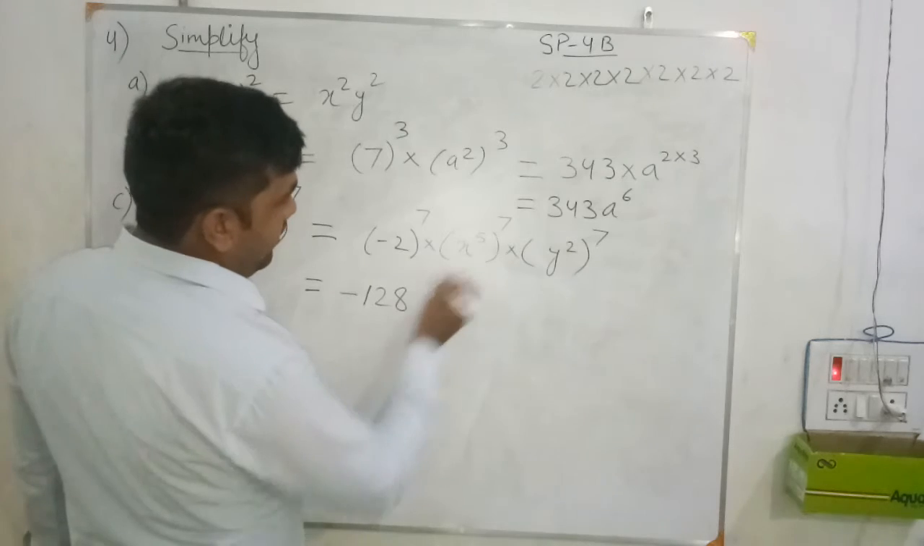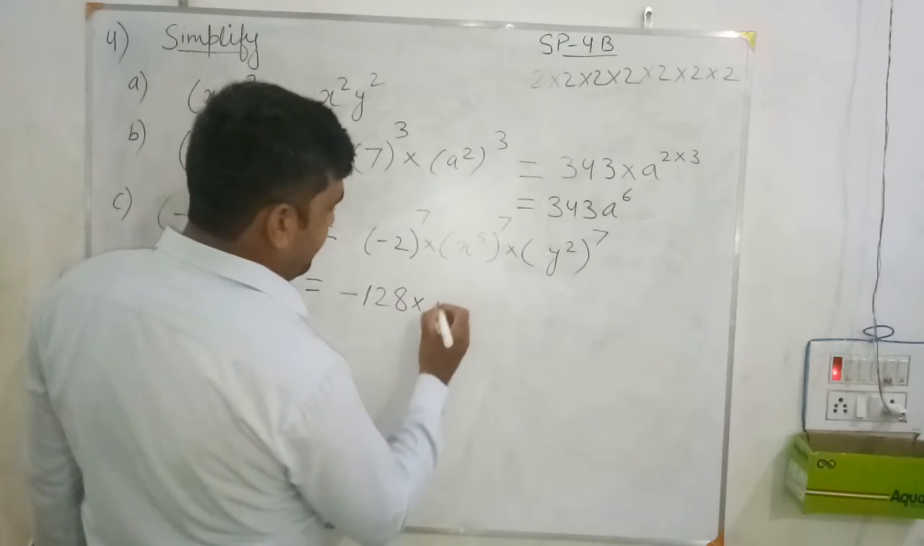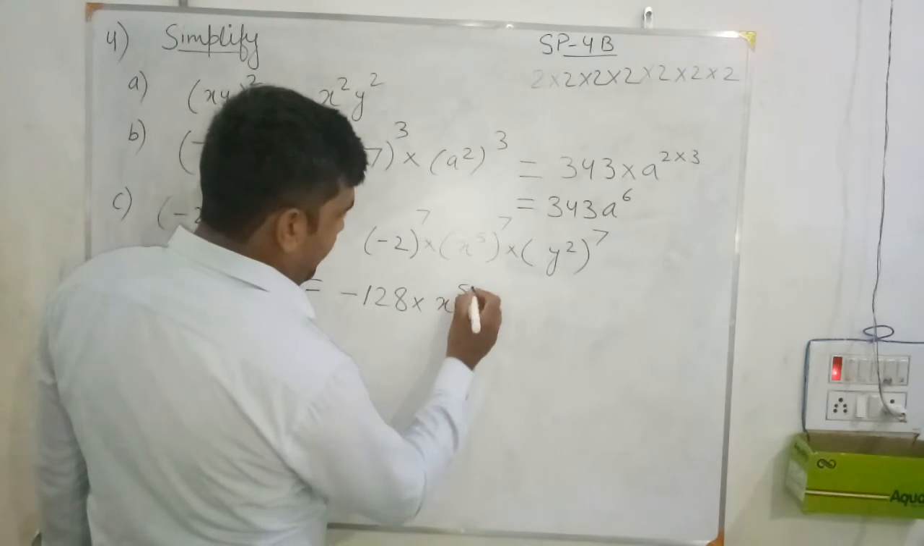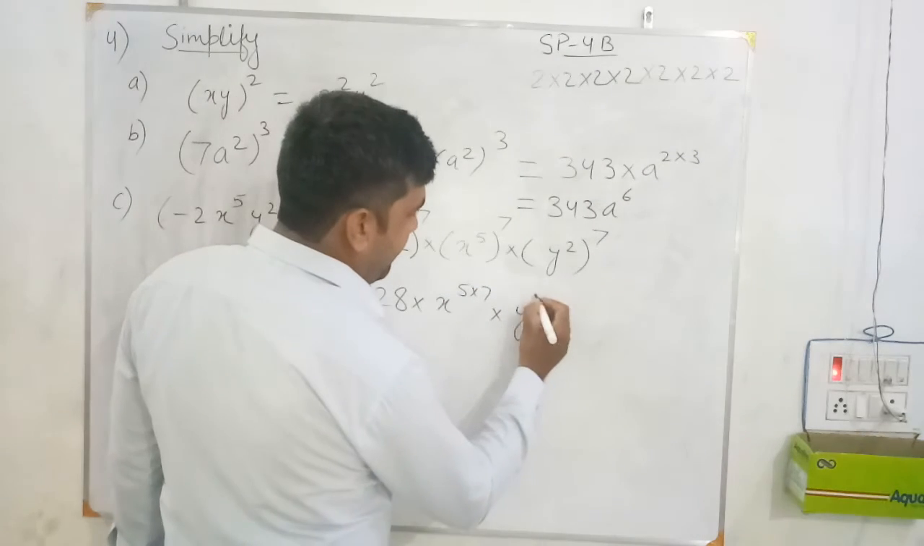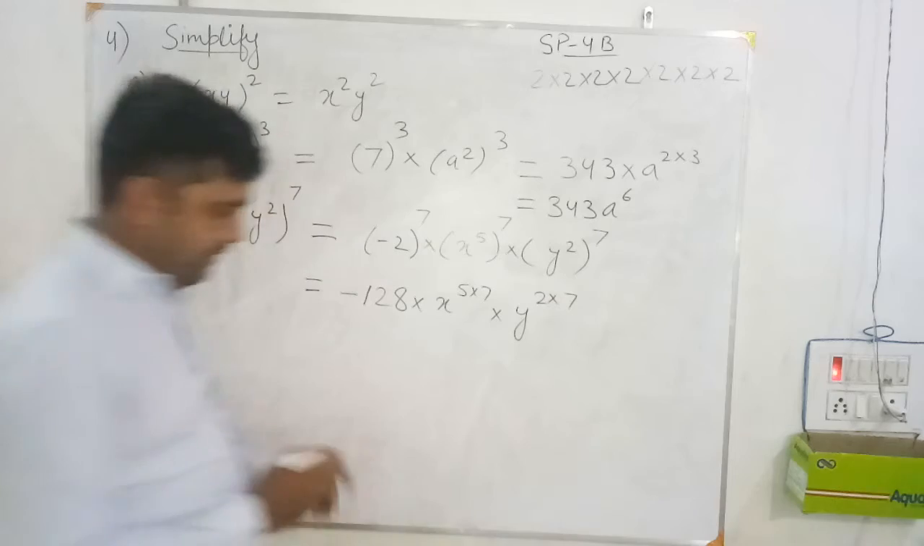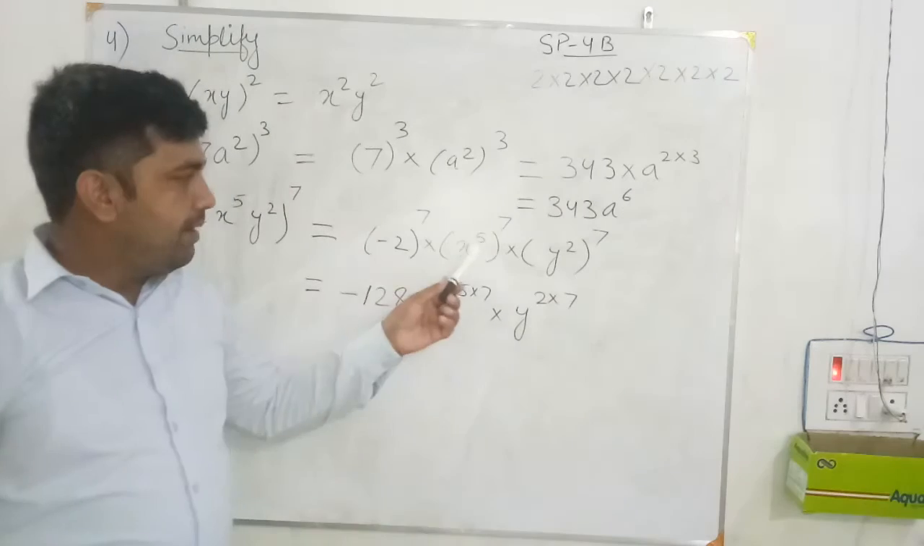Multiply x to the power 5 into 7, multiply y to the power, applying the power law, 2 into 7. As you can see here, there is a power over the power.